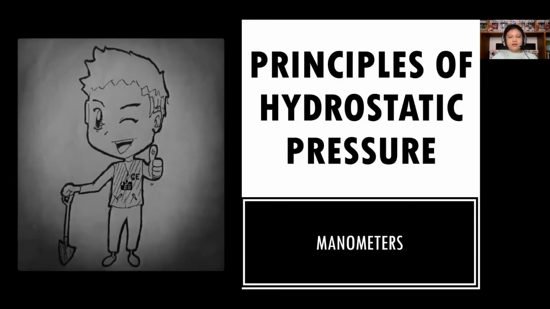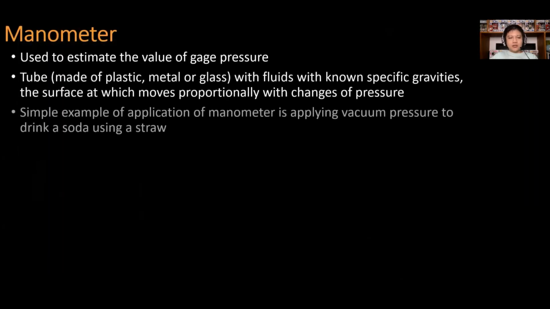Good day, the topic is manometers. For its definition, it is used to estimate the value of gauge pressure. So it is a tube, either made of plastic, metal, or glass, with fluids with known specific gravities. So the surface moves proportionally with changes of pressure. A simple example of application of a manometer is applying vacuum pressure to drink a soda using a straw.